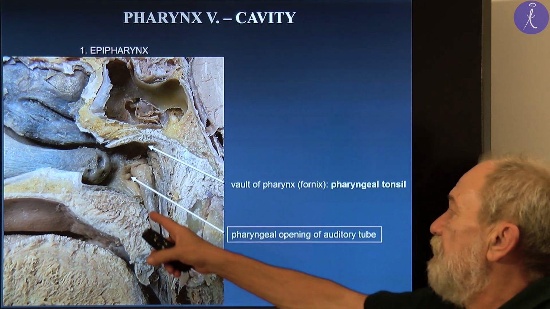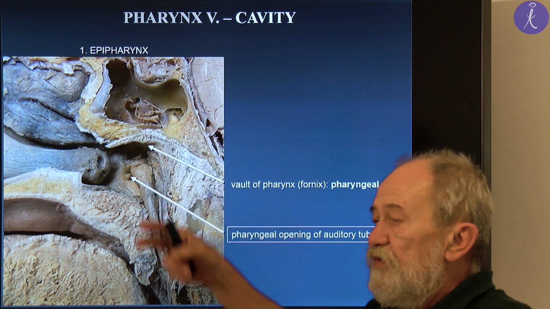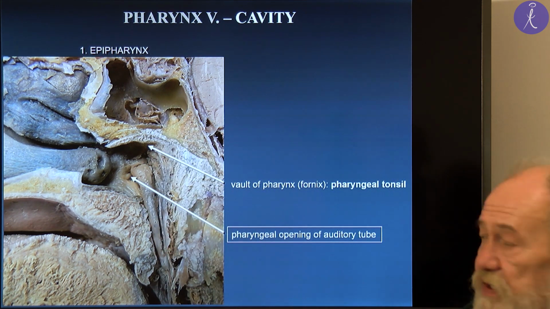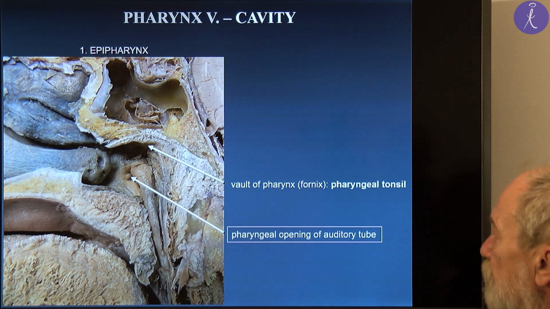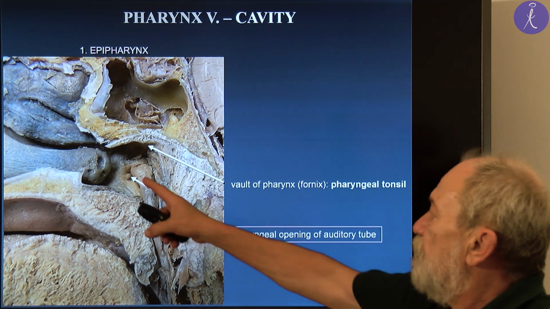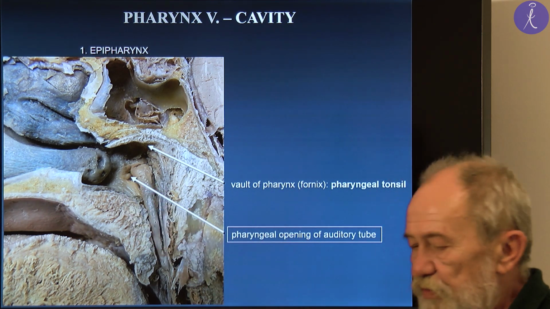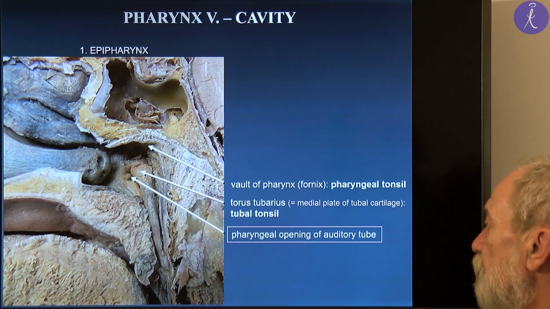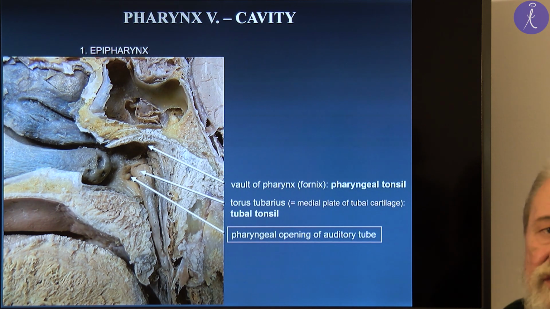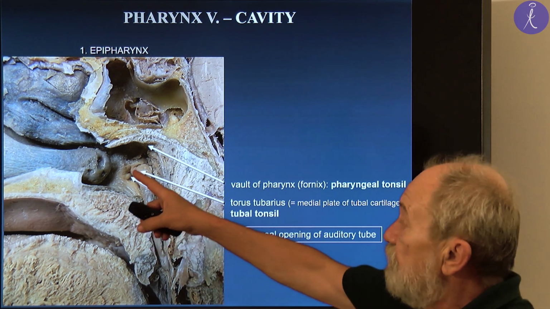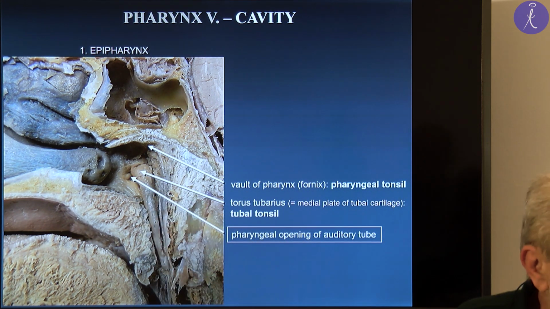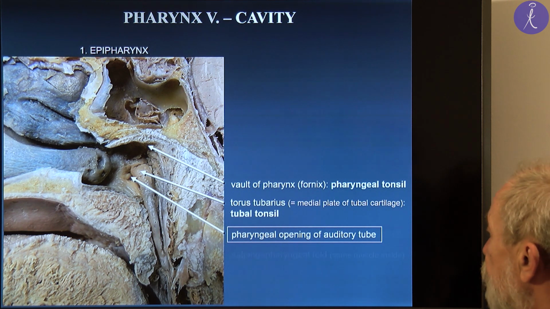Another important thing is that into this level of the pharynx, the auditory tube opens. That is, a tube has got at least two openings. This one is the pharyngeal opening of the auditory tube, which from above and posteriorly is bordered by an arched elevation, and that is called the torus tubarius. And here is where the fourth tonsil is located, and that is called the tubal tonsil. The torus itself is produced by the previously mentioned medial plate of the cartilage of the auditory tube.